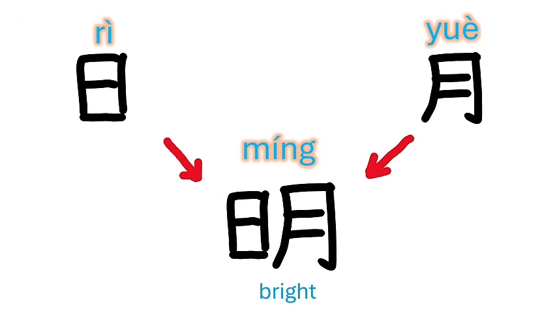Their pronunciations are 日, 月, 明. They don't sound alike at all. That's why this is a meaning combined character, not sound meaning character. Let's see another example.